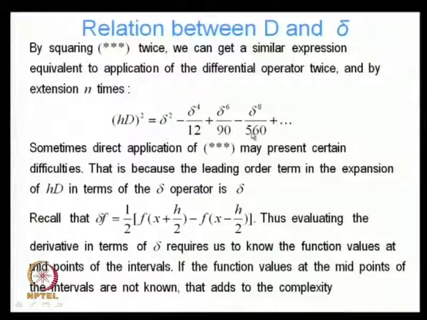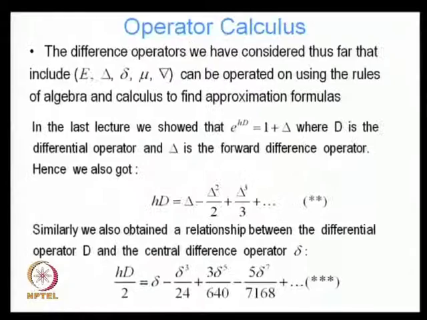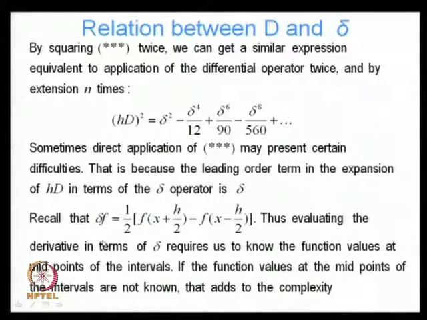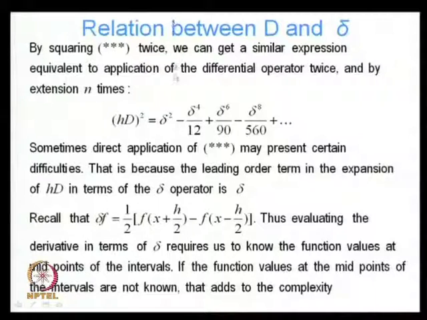However, sometimes if you want to apply this relation directly, it creates problems. Well, why is that? Let us recall that the central difference operator is given in terms of function values at the mid step. For instance, delta f is equal to f of x plus h by 2 minus f of x minus h by 2. So, we need the function values at x plus h by 2 and x minus h by 2. If we do not have function values at those mid steps, then it is hard to use the central difference operator, right.